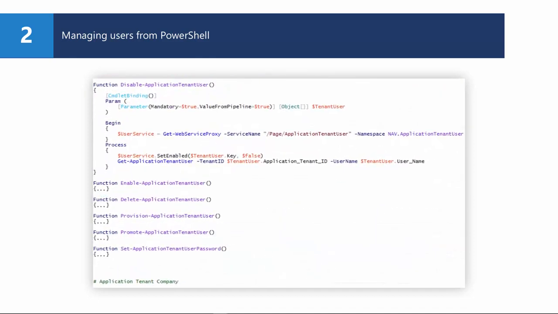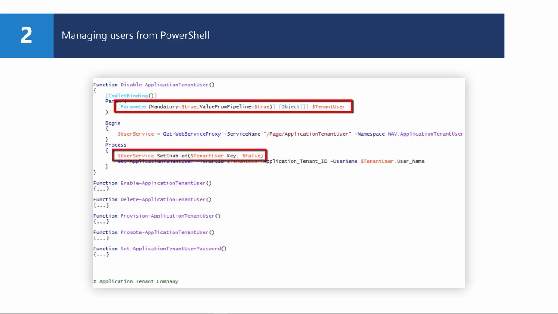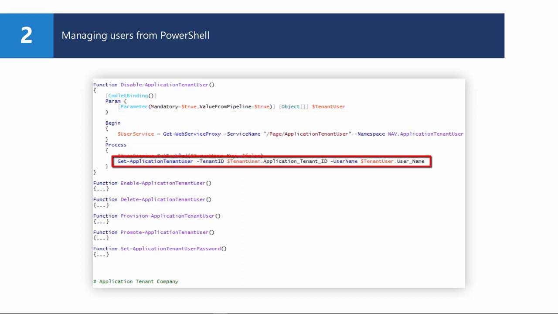This is the disable commandlet. Again, very simple, but very much PowerShell. It receives the users from the pipeline and for each user calls the setEnabledSoap method and then reads the updated application tenant user and writes it to the pipeline.